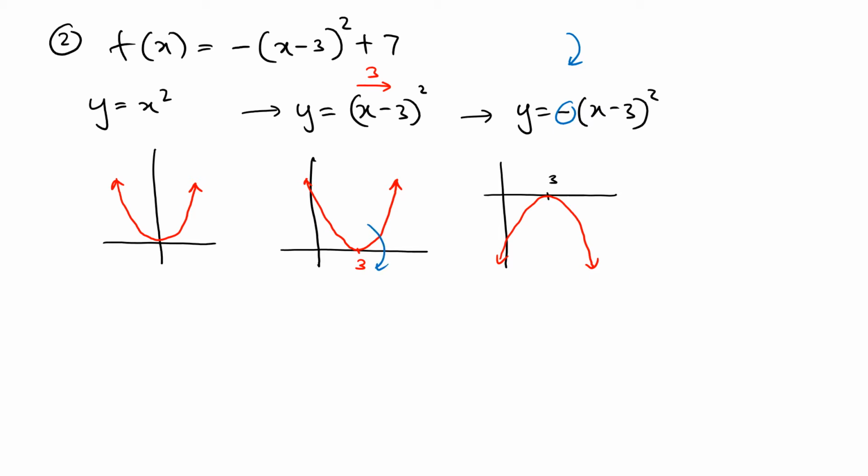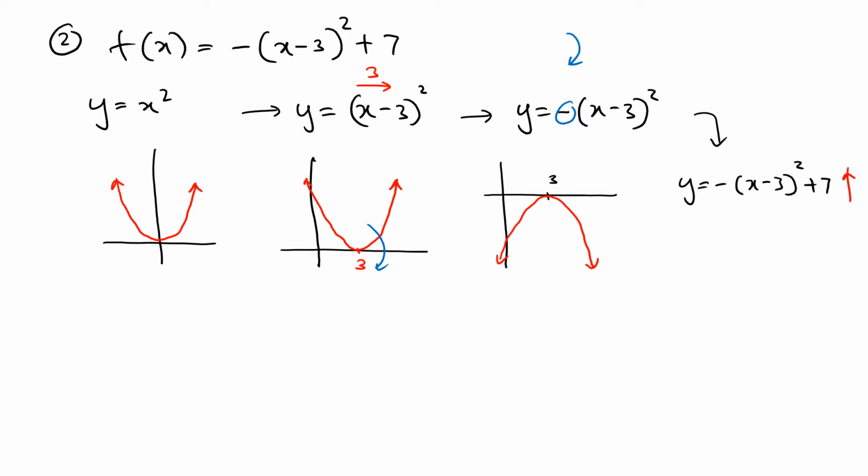Good. And then the last thing we need to do is move the graph up. So the next one, I'm going to do it here. So you can see it is y equals negative (x minus 3) squared plus 7. That's the easiest one. It's just going to move up 7 units.